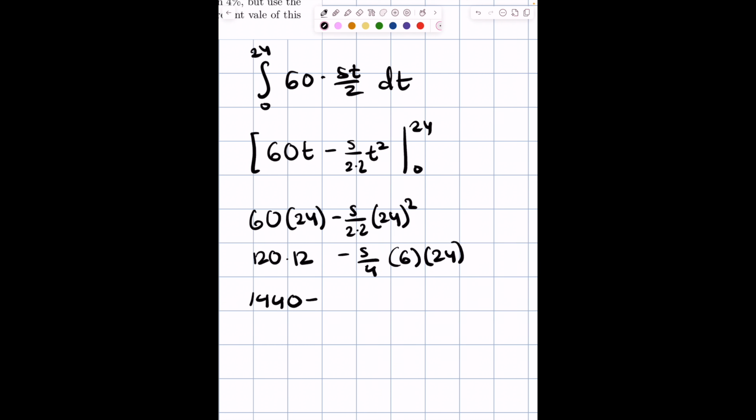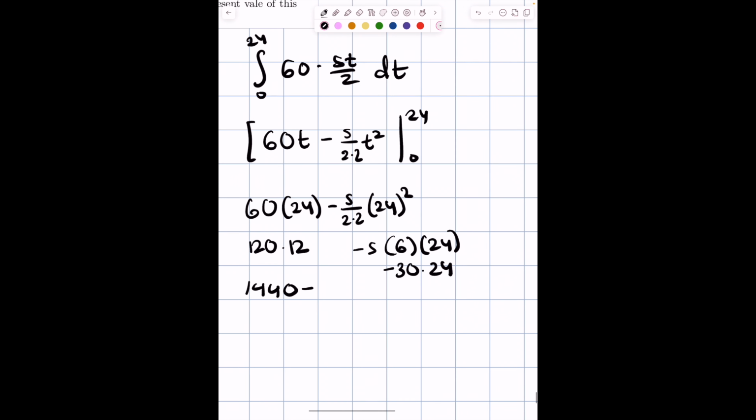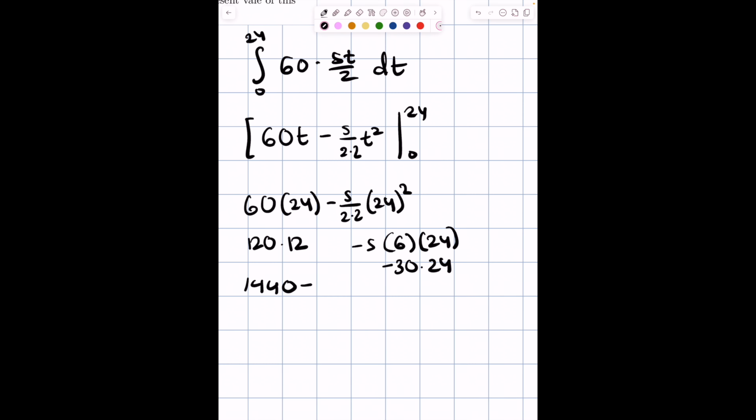And you can punch this into a calculator. But I'll do this one in the calculator. This is minus 720. So 144 minus 20 equal to 720. And so this should be the answer.